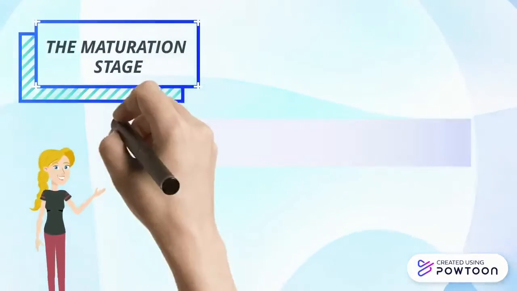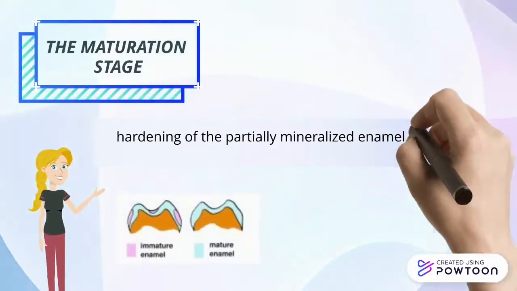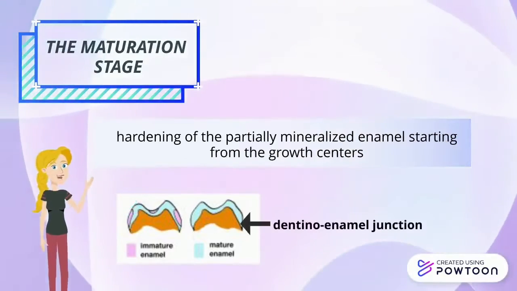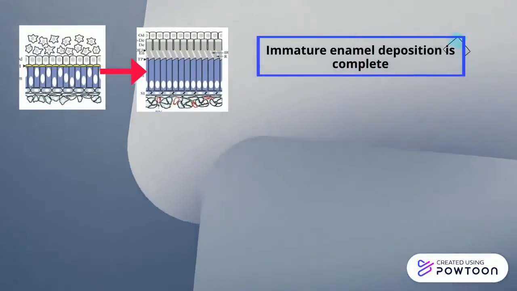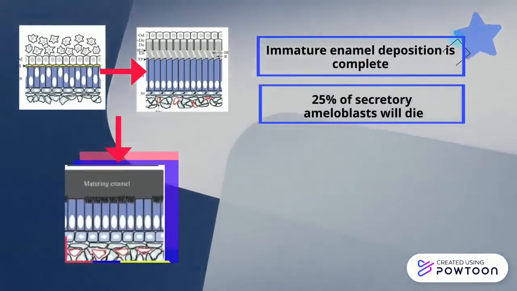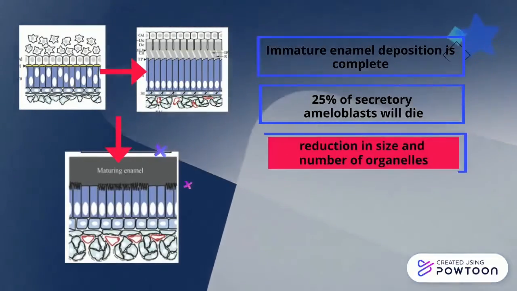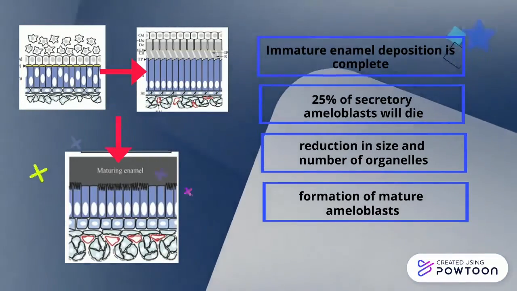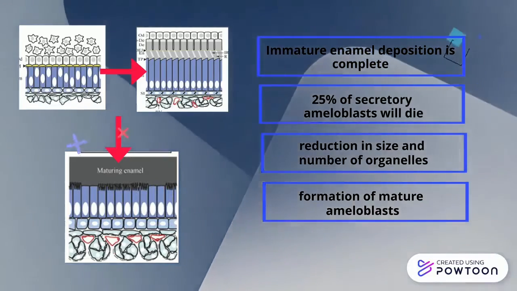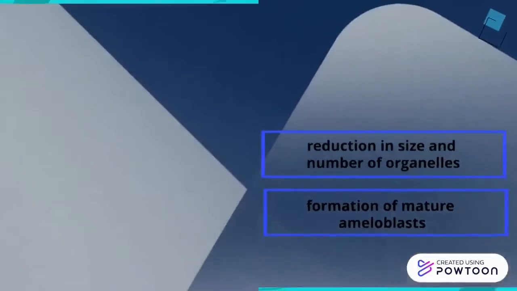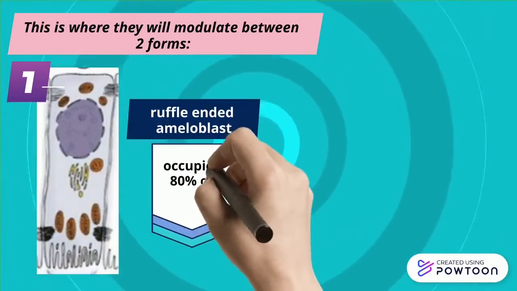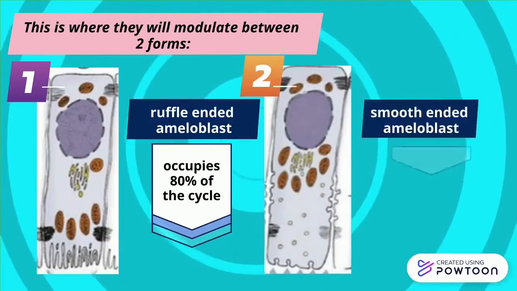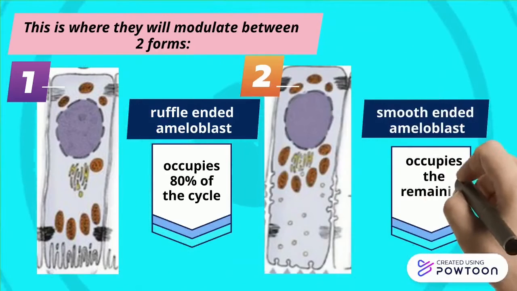Maturation stage represents the hardening of the partially mineralized enamel, starting from the growth centers, which are the dentino-enamel junction and the cusp tips. Once the immature enamel deposition is complete, 25% of secretory ameloblasts will undergo apoptosis, and the remaining will reduce in size, presenting mature ameloblasts. This is where they will modulate between two forms: ruffle-ended ameloblasts, which occupy 80% of the cycle, and smooth-ended ameloblasts, which occupy the remaining 20%.